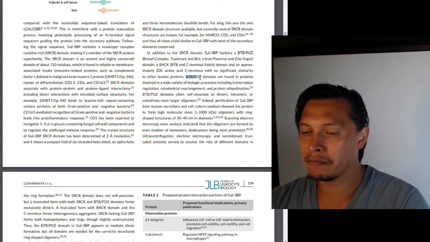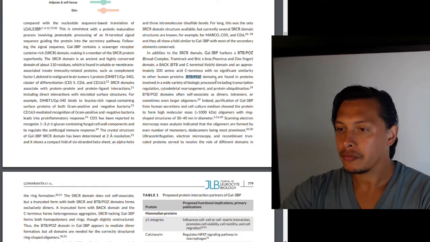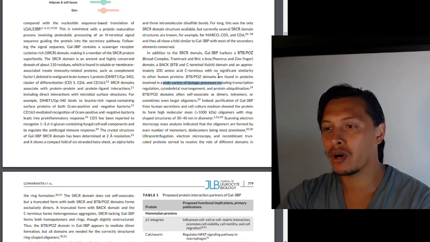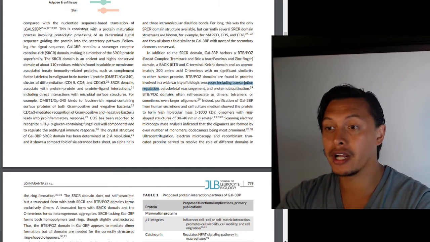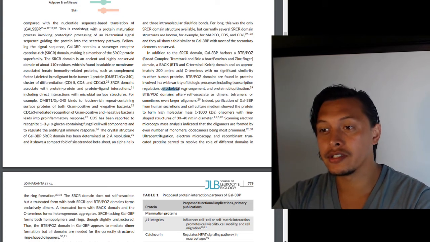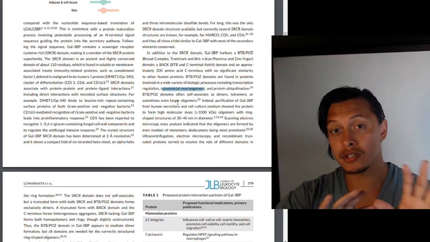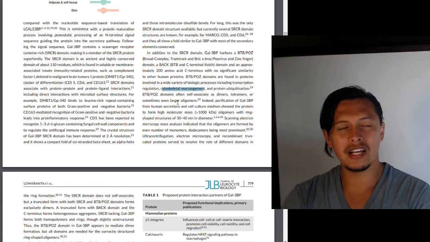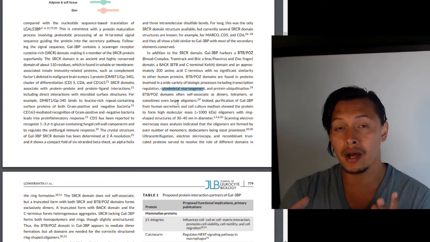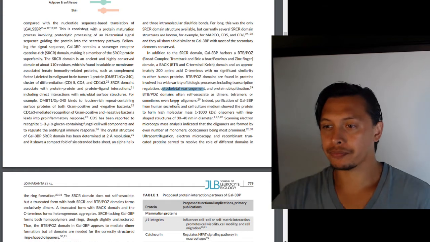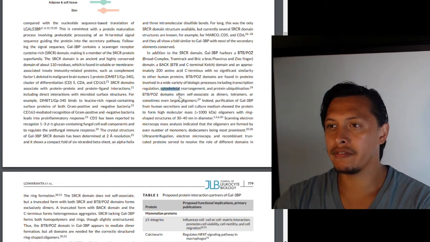So let's talk about the BTB-POZ domain. These domains are found in proteins involved in a wide variety of biologic processes involving transcription regulation, cytoskeletal rearrangement, and protein ubiquitination. So cytoskeletons, this would be the skeletons of the cell. It would be like the protein web that helps move things around and gives the cell structure, right?